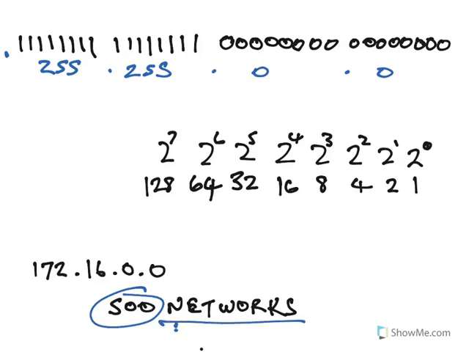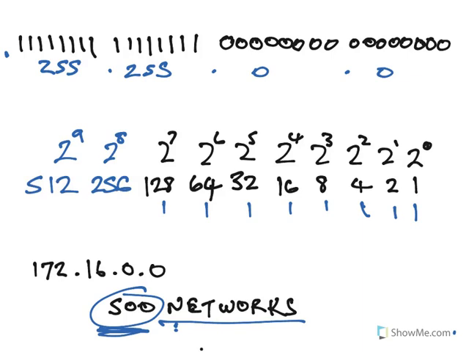Remember, 500 networks. Now if I look at my binary table here and I go 1, 3, 7, 15, 31, 63, 127, and then 255, that's not enough to give us our 500 networks that we require. So we've actually got to go upwards here to 2 to the power of 8, 2 to the power of 9, and you can carry on going, but we don't need it for now. 2 to the power of 8 is 256, and 9 is 512.